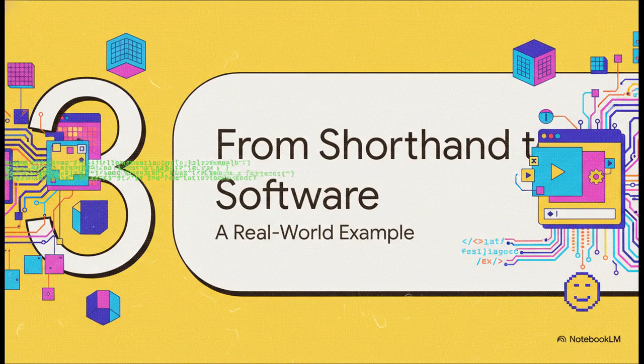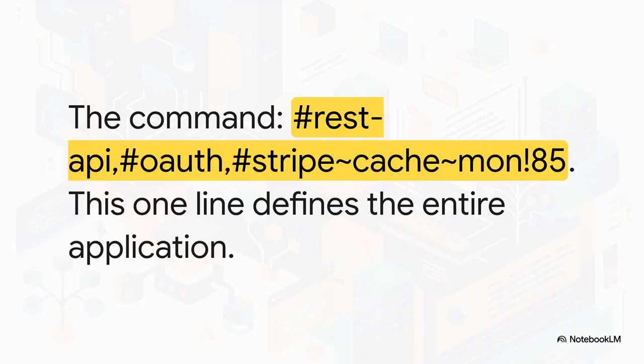This is where we see a single line of text turn into real working software. And this is it. This is the entire instruction. Now, I know it looks like gibberish, but each little piece is a super powerful command. Hashtag REST API sets up the basic app structure. Hashtag OAuth adds secure user logins. Hashtag Stripe puts in a payment system. And the rest of it just tells it to add some performance features and make sure the final code quality score is at least an 85 out of 100. All of that packed into one single line.